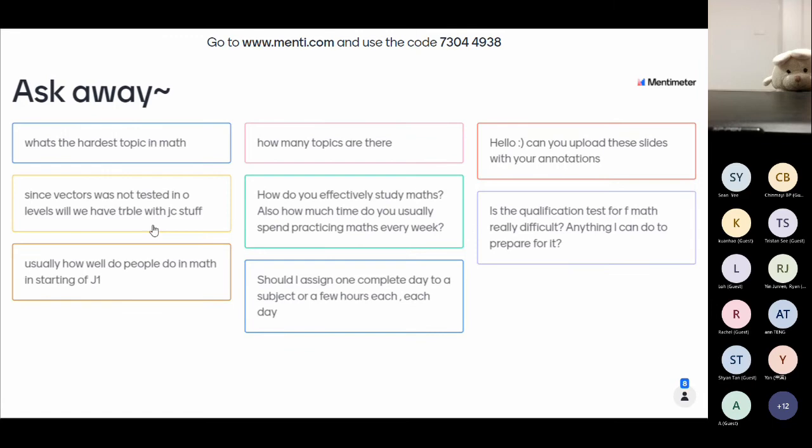Should I assign one complete day to a subject or a few? Okay. Never ever assign one full day on one subject. Alright. Okay. Depends on what stage you are at.